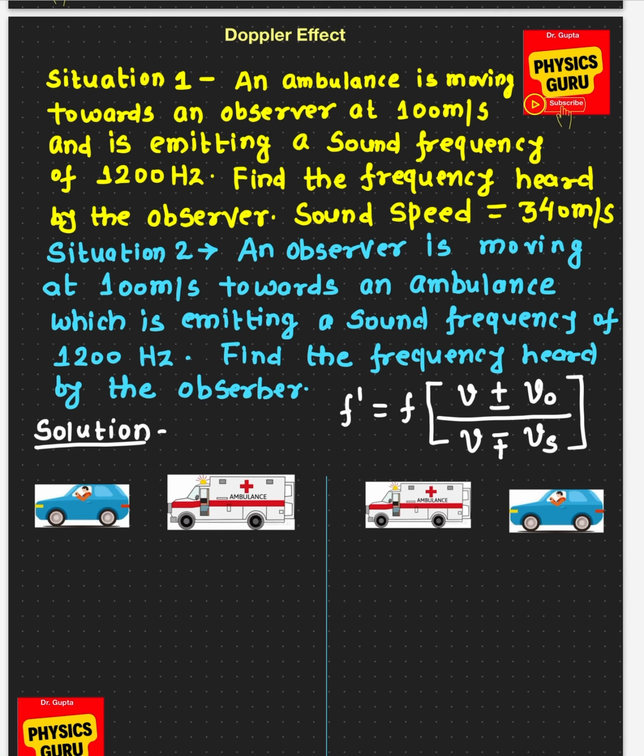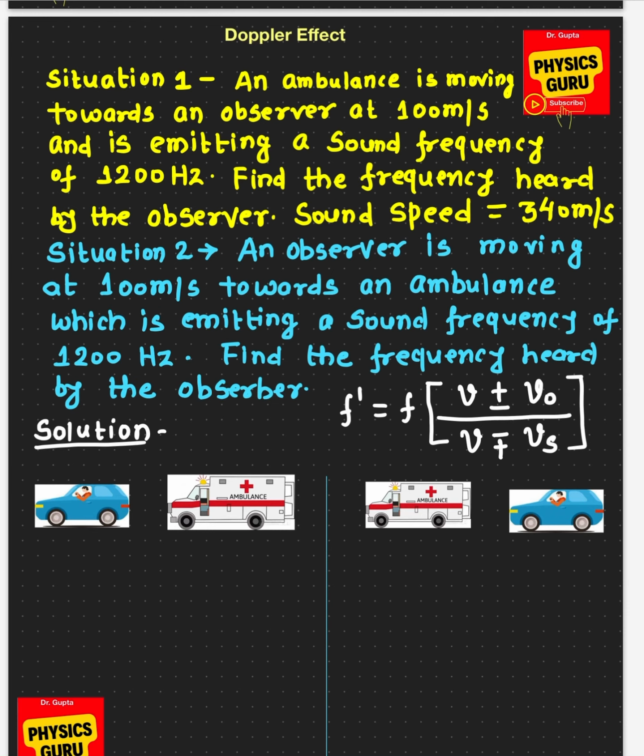So let me explain these terms. This is the observed frequency. This is the frequency emitted by the ambulance. v is the speed of the wave, which is the sound speed. v0 is the speed of the observer, and vs is the speed of the source, which is the ambulance. If you choose the plus sign in the numerator, then you have to take the negative sign in the denominator. If you choose the negative sign there, then you choose the positive sign here. But now let's solve this problem for both situations.